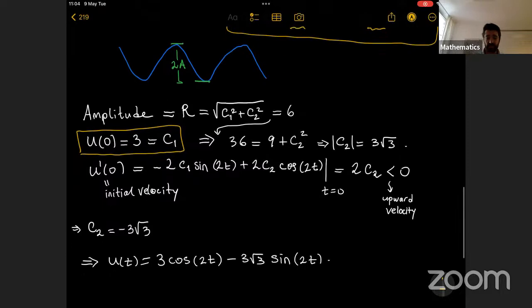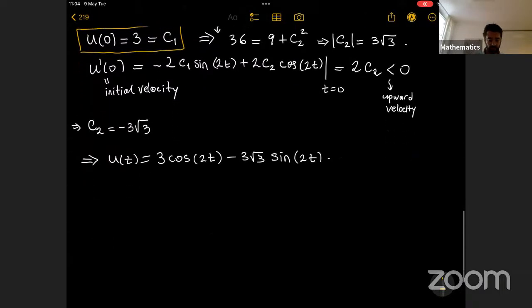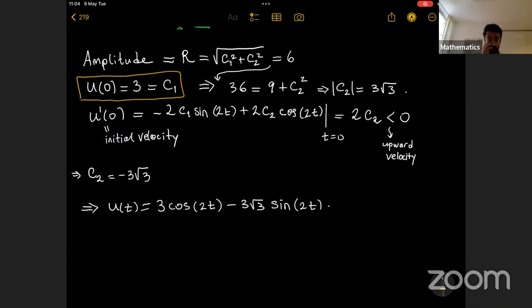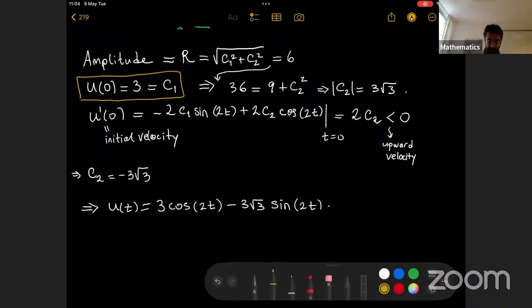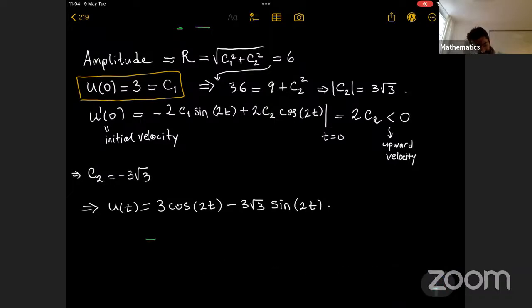Well, we are basically done with this part, but if you want to sketch the graph of this function, you can simplify this function, okay? Let us simplify this function. You can write it like this. You can take the 6 out of parentheses, and it will be like cosine 2t times 1 over 2 minus root 3 over 2 sine 2t.